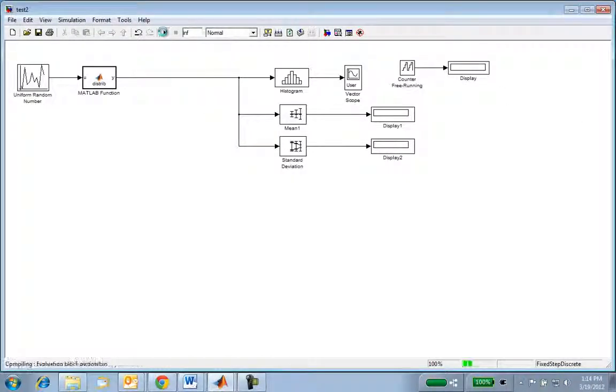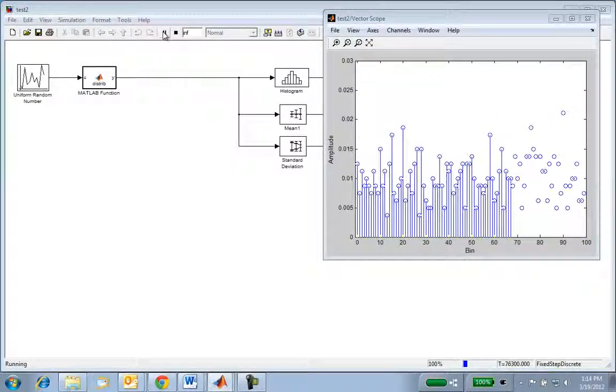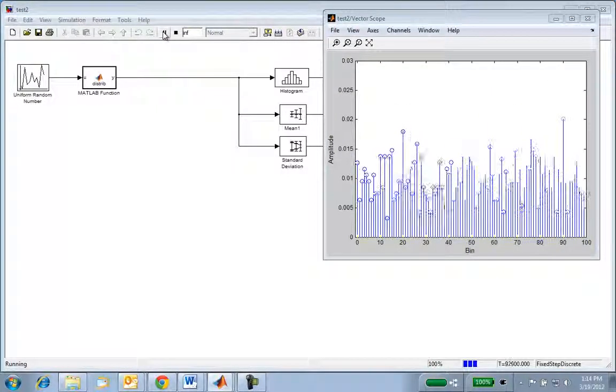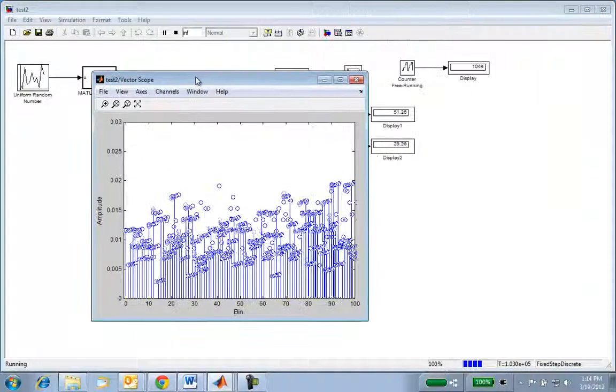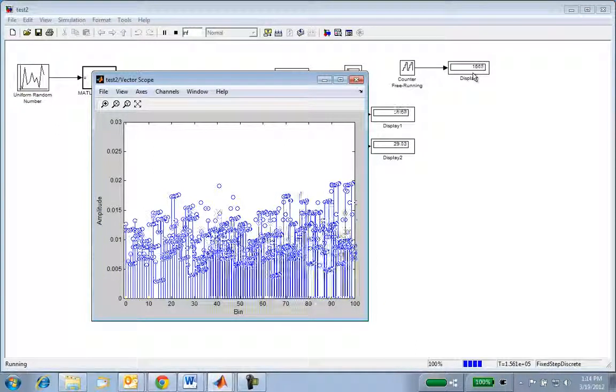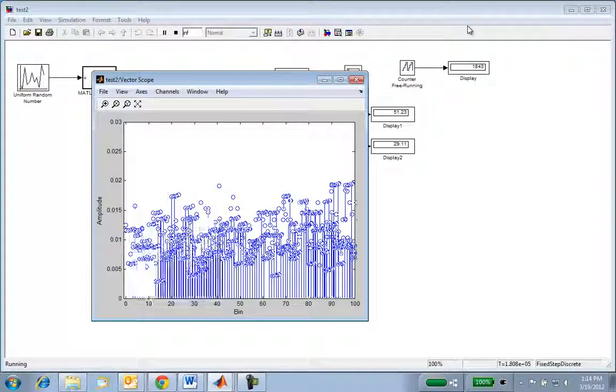So why don't I run this simulation and we'll have a look at what happens. As the number of samples builds up, this scope, this particular graph, starts to become more and more of a straight line. We can see that we're now in the region of about 1,500 samples and it's getting a bit straighter. So why don't we pause here and come back to the simulation in a few minutes when we have some more numbers.